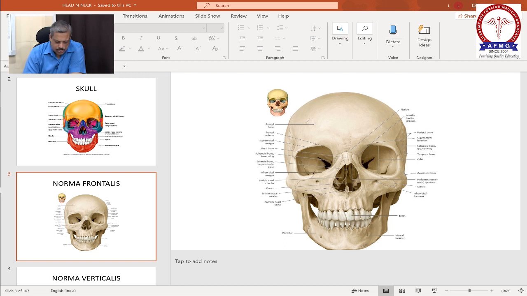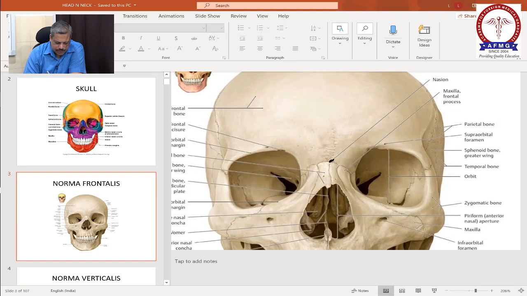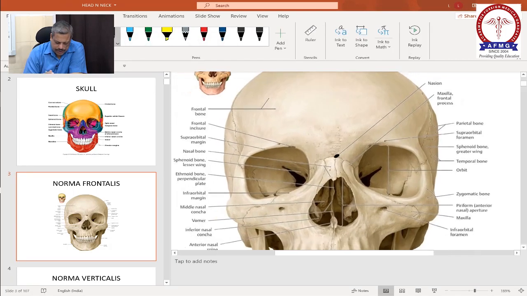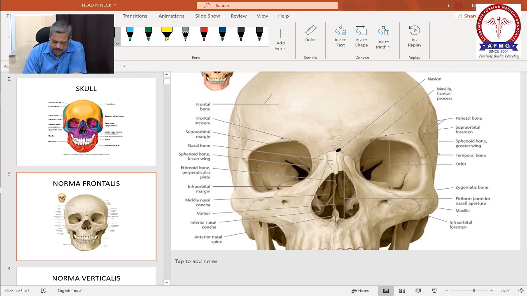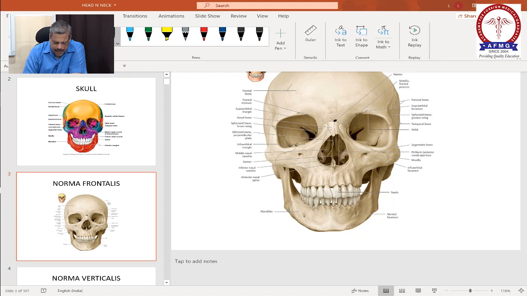This point is known as nasion. You see this point. This point is the nasion. You can clearly see these nasal concha. Then this is the maxilla bone, and this very prominent opening, this is known as the infraorbital foramen. Now see this is the mandible, and this is the mental foramen.